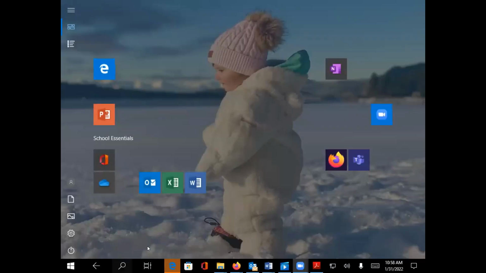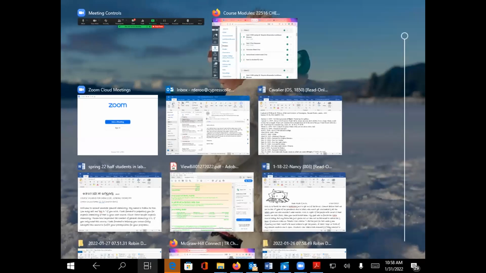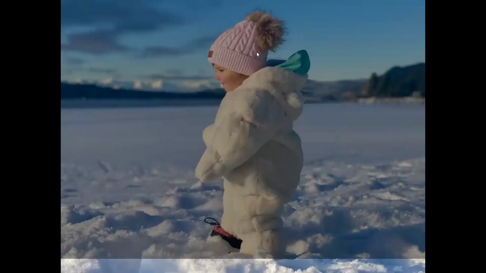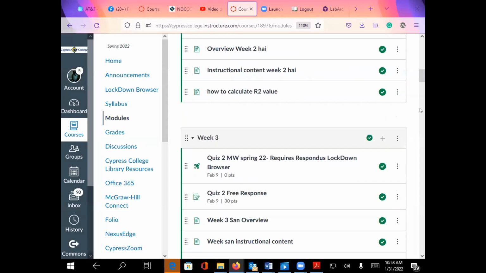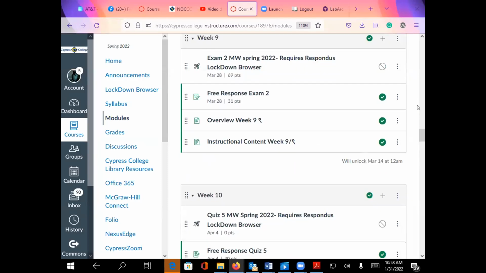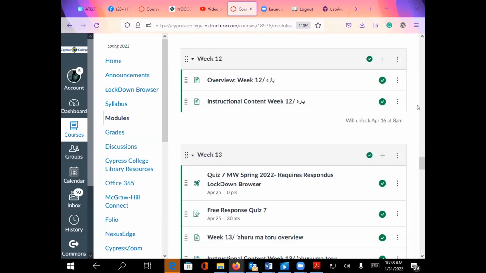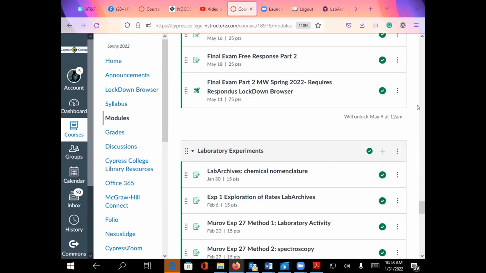Okay, so let me share my screen and let's go to our Canvas. Just a reminder that for all the laboratories, they are in their own module down at the bottom here. There we go.